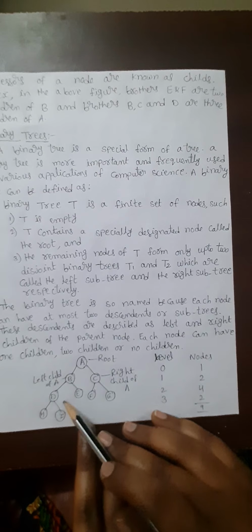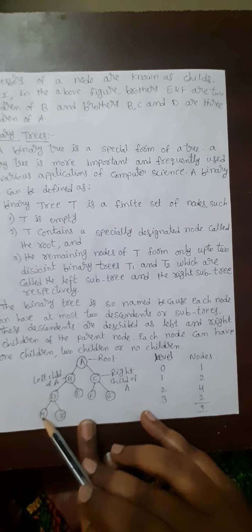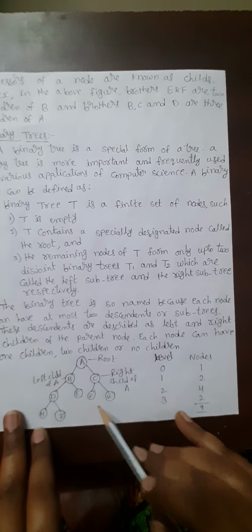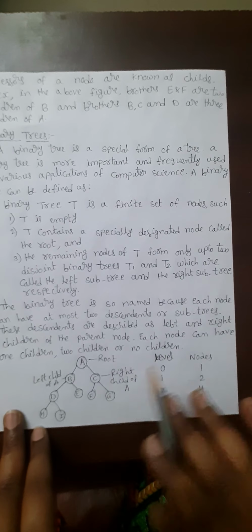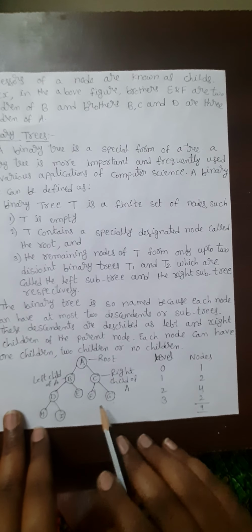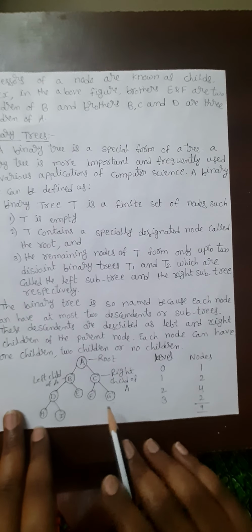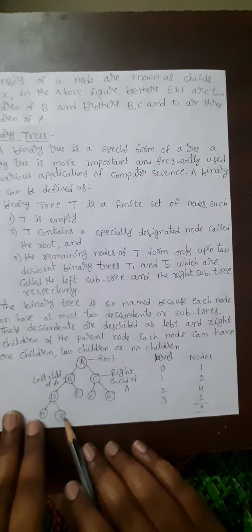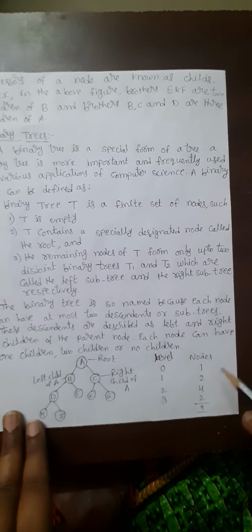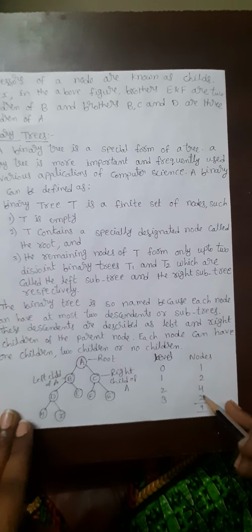If we take the next level, that is the third level, here D contains H and J, and the remaining E, F and G do not contain any child nodes. So there are no child nodes under E, F and G. In this level, it contains 2 nodes. And how many nodes in total are in this binary tree?